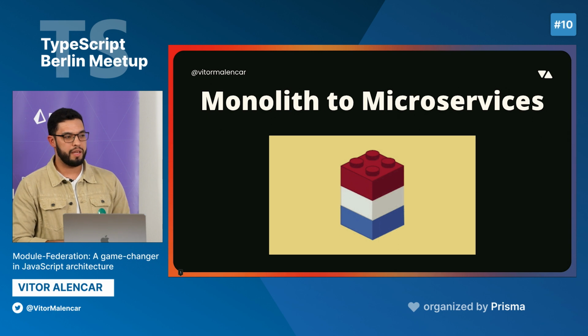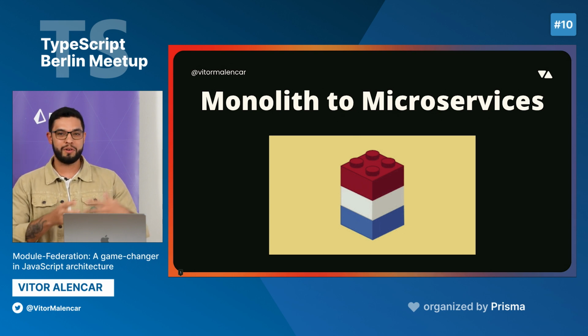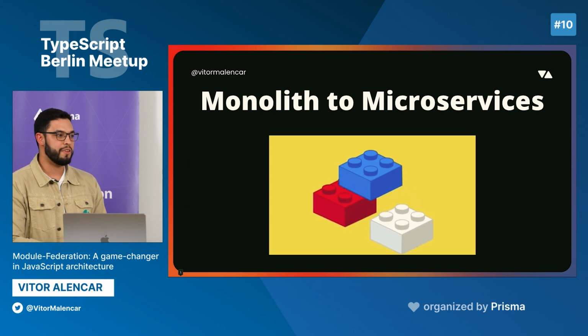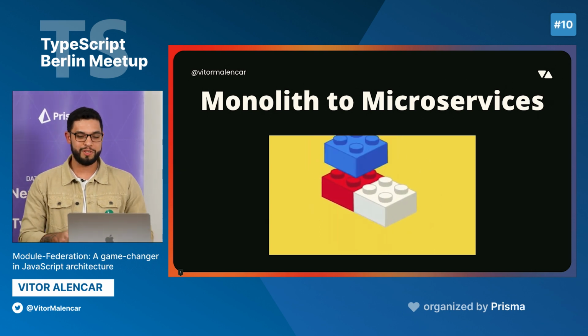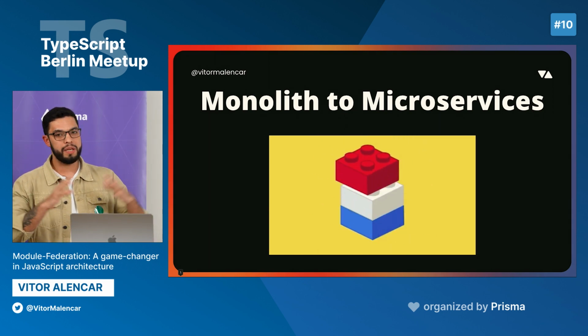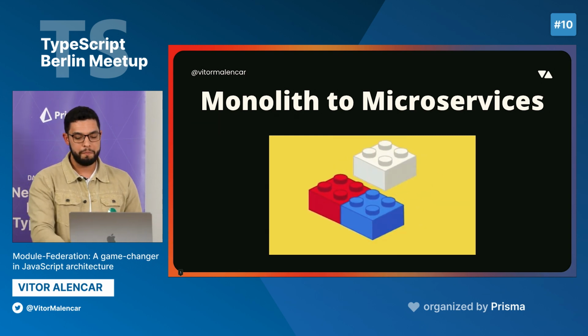We had this happening in the backend not long ago, where we have monoliths, and then we migrate to microservices. You can think this is a similar approach, right? It's not the same thing. It's not one-to-one. I'm going to share some examples that are sometimes controversial. But in essence, it's like breaking a big application into smaller chunks that you can understand better, right?